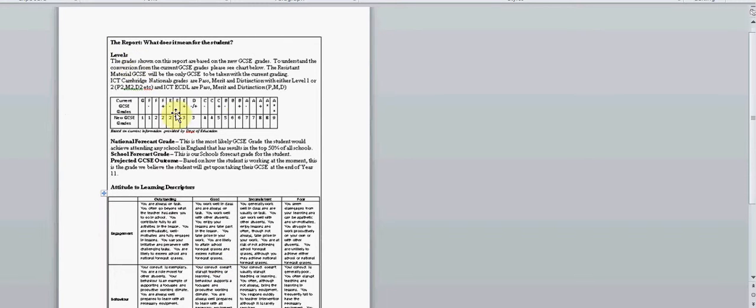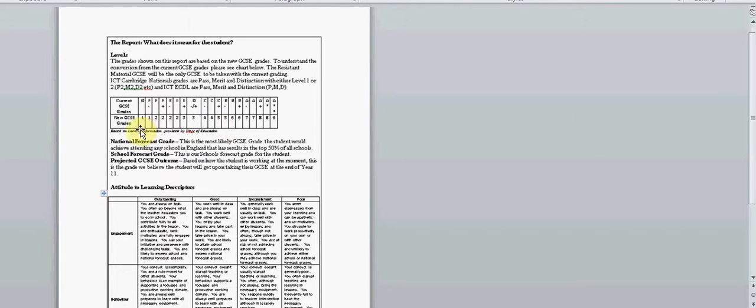At the top of the back of the report, we have descriptions about what the levels we're reporting are. Students in Year 9 will now be on the new 9-to-1 GCSE system, where a grade 9 is the equivalent to what is an A double star now, and a grade 1 is equivalent to what would currently be a G. It's interesting to see that a low C is a 4, and a high C would be a 5.